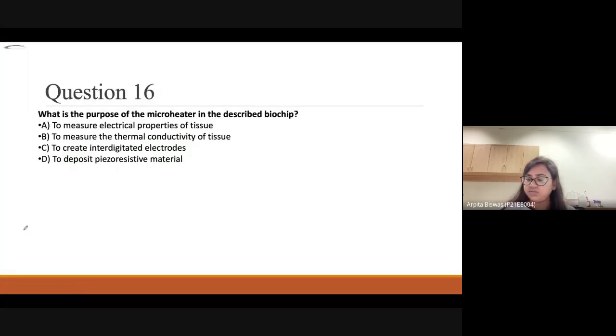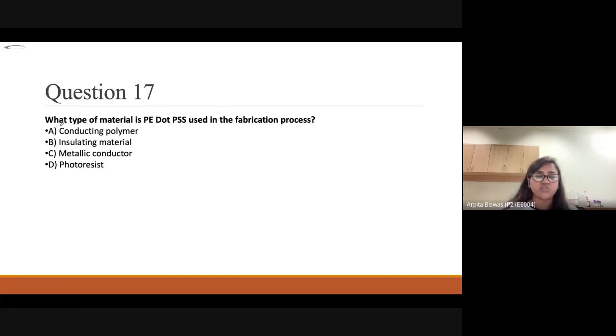So the right answer is option B, to measure the thermal conductivity of the tissue. Okay. So next move toward the question number 17. What type of material is PEDOT:PSS used in the fabrication process? First option is conducting polymer. The second option is insulating material. The third option is the metallic conductor. And the fourth option is the photoresist. So which one is the right answer?